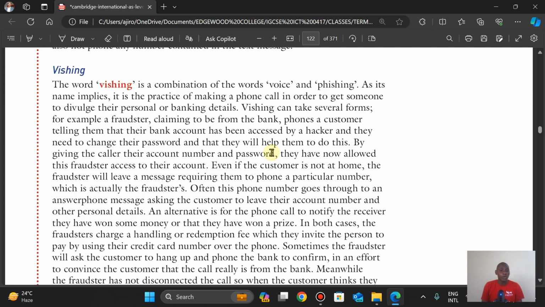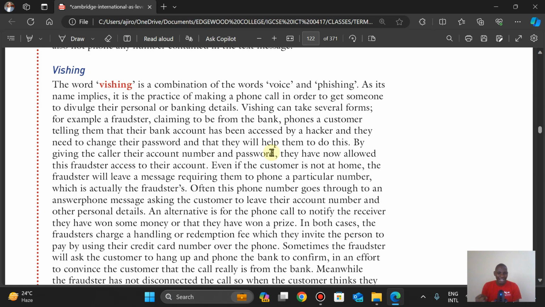Even if the customer is not at home, the fraudster will leave a message requiring them to phone a particular number, which is actually the fraudster's number. Often this phone number goes through to an answering machine message asking the customer to leave their account number and other personal details. An alternative is for the phone call to notify the receiver that they have won some money or a prize. In both cases, the fraudster charges a handling or redemption fee, which they invite the person to pay by using their credit card over the phone.